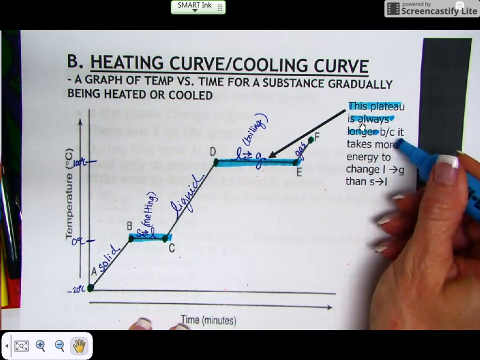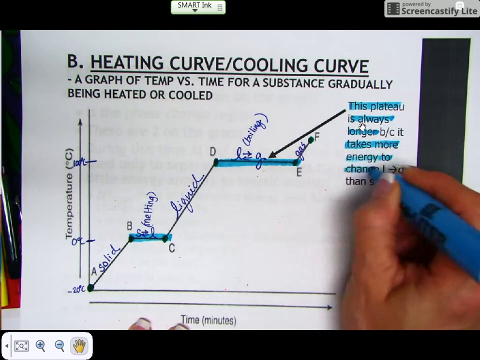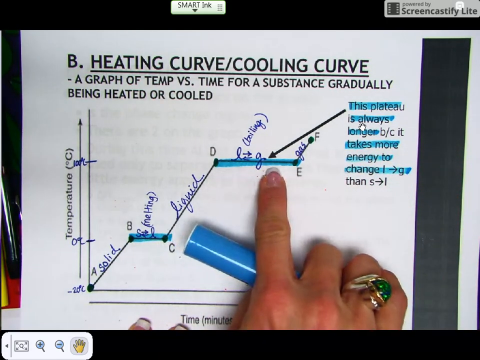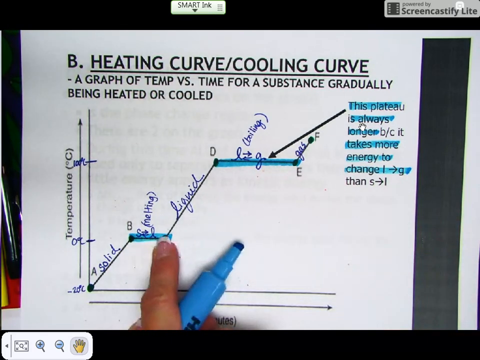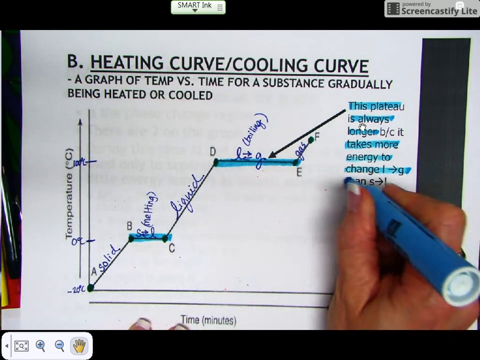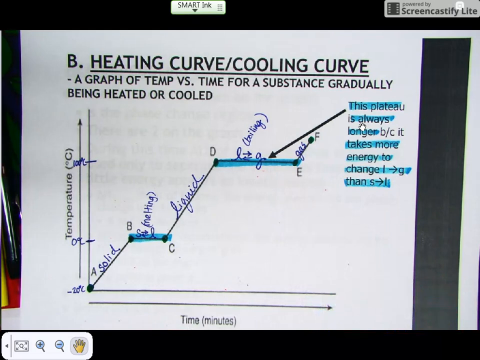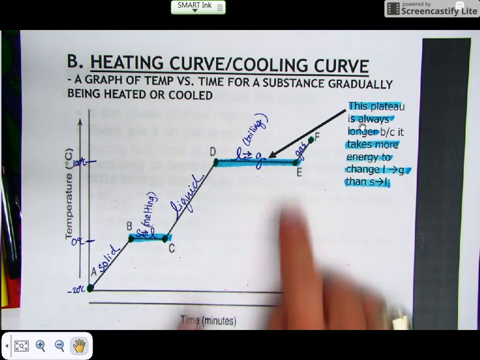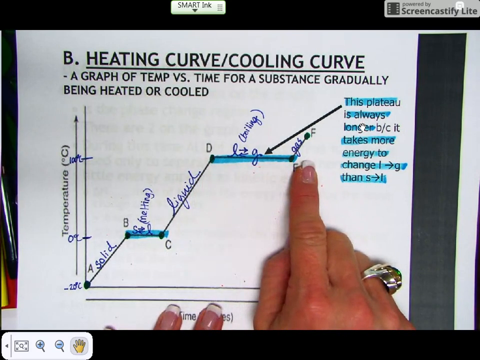And it's because it takes more energy to change a liquid to a gas, which is what's going on here, than to change the solid to the liquid. That's why this is a shorter time. It doesn't take as much energy or as much time. So that's the reason this plateau is always the longest plateau. You've got to separate those molecules farther apart in order for that phase change to occur.